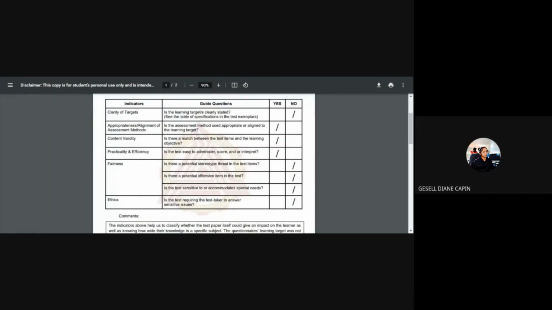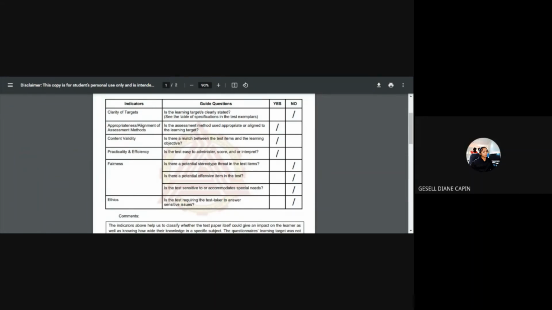Same goes with the practicality and efficiency. Since it's more on multiple choices, we think that it would be easy for us to determine and interpret and administer. In the indicator of fairness, our group decided that we answer no to the three guided questions because we didn't see any potential stereotyping trait, potential offensive items, and sensitive tests that accommodate special needs.